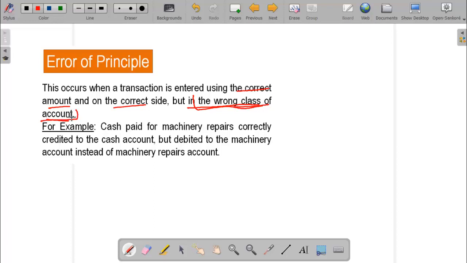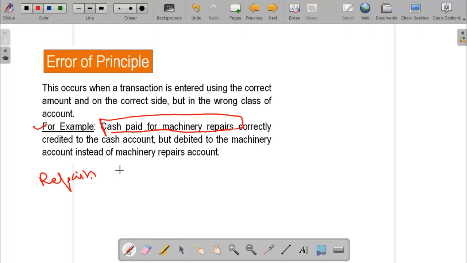In error of commission we were taking a wrong account but of the same class, but here a wrong account of a different class. So see the example given. Cash paid for machinery repairs. We got our machinery repaired and I paid for that. Now what is the entry? I passed the entry correctly. The entry was like this: repairs account debit with, suppose, $500, and cash account credit. This is the entry. I passed the correct entry.